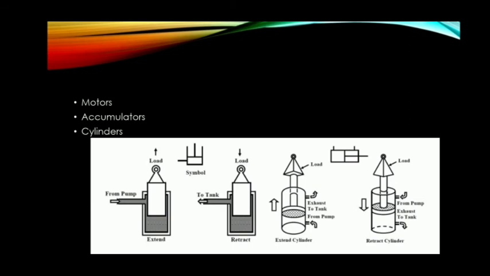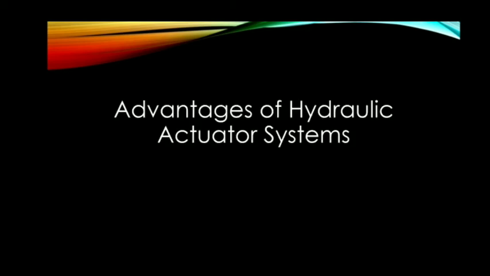Cylinders. Cylinders are linear actuators, that is, they produce straight line motion and/or force. Cylinders are classified as single or double acting, with the graphical symbol for each type. There are two types of cylinders: single acting cylinder and double acting cylinder.